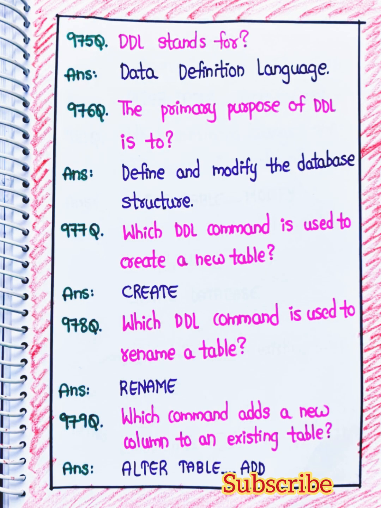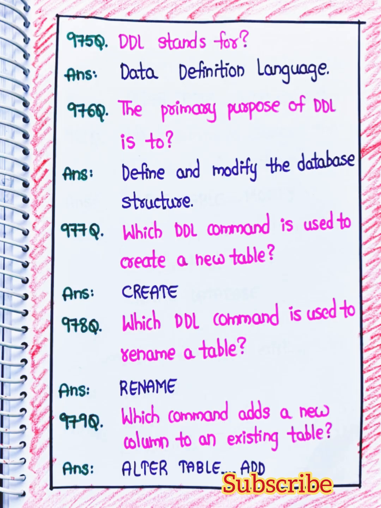Which command removes all rows from a table while keeping its structure intact? Truncate. DDL stands for Data Definition Language. The primary purpose of DDL is to define and modify the database structure. Which DDL command is used to create a new table? Create. Which DDL command is used to rename a table? Rename.